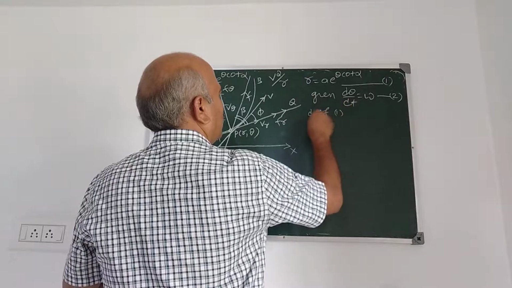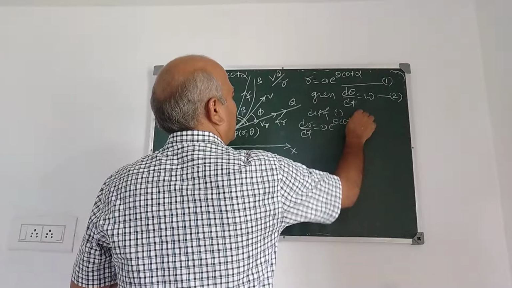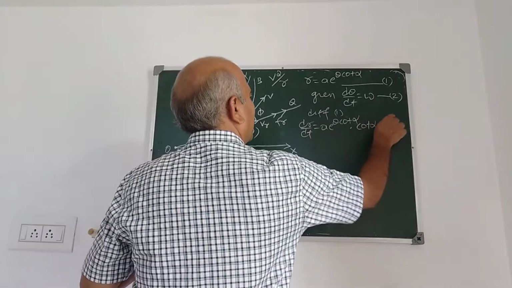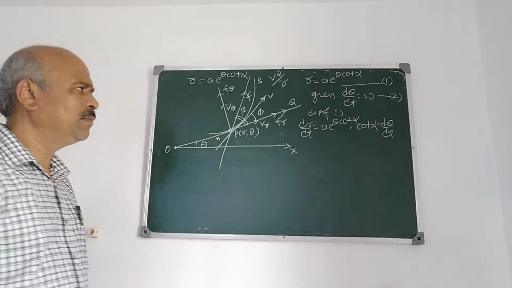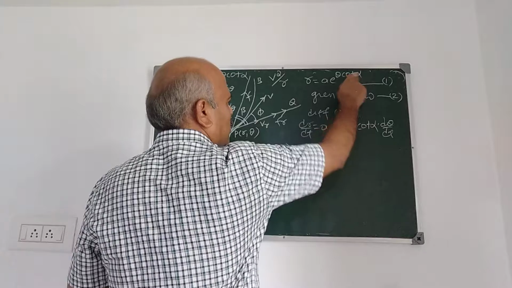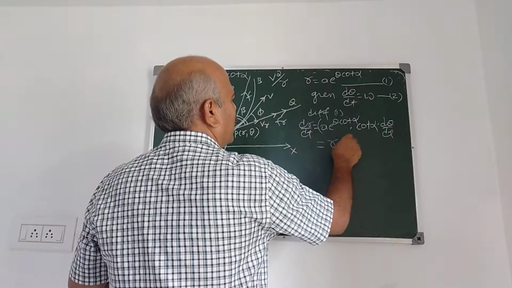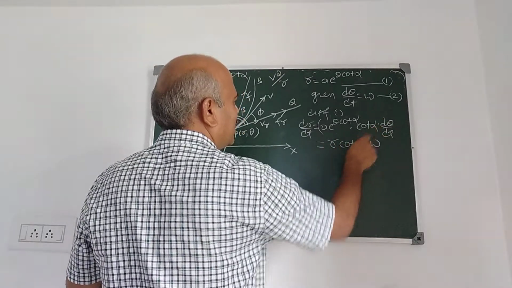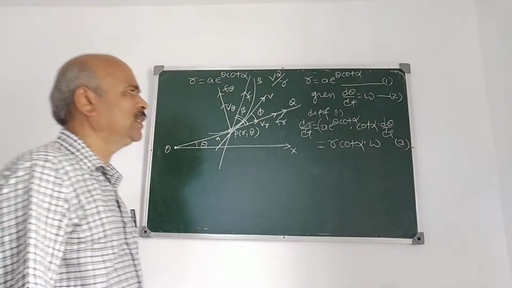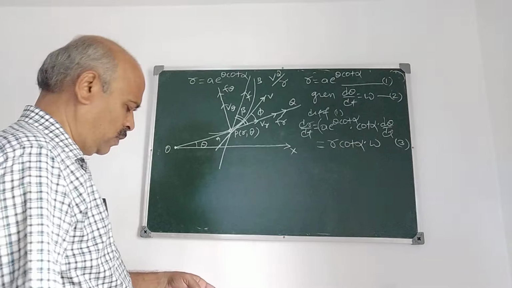Differentiating 1, we get dr by dt is a e raised to theta cot alpha into cot alpha into d theta by dt with respect to t. Follow differentiation. A e raised to theta cot alpha is constant, d theta by dt. But what is a e raised to theta cot alpha? It is r. So dr by dt is r cot alpha into omega, since d theta by dt is omega. Now we take this as 3. This is dr by dt. We may refer to 1, 2, 3 later. R cot alpha into omega.